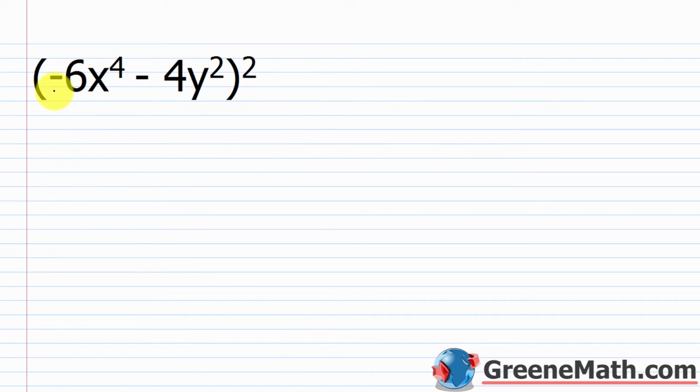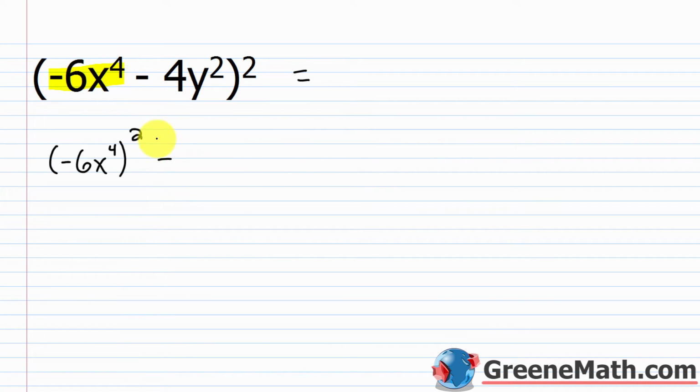So if I had the quantity negative 6x to the 4th power minus 4y squared, and this was squared. Now, in this particular case, we have a negative for our first position, okay? So I've got to make sure that I'm squaring this. Let me kind of write this out. So I would have negative 6x to the 4th power. That whole thing would be squared, okay?